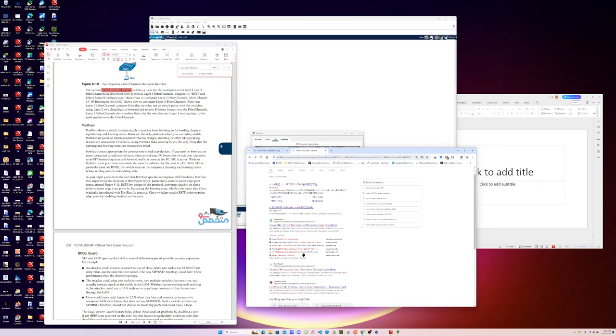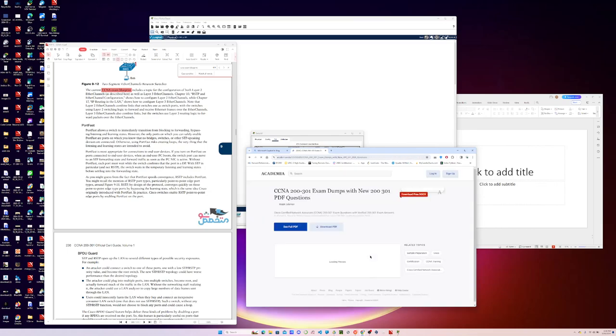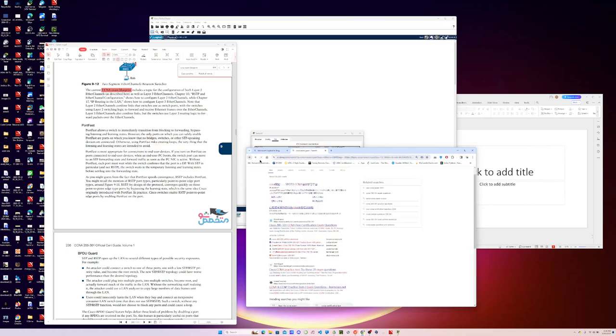So official practice questions, exam dumps. Let's try this one. Assuming that exam dump is exam questions, verify 200 exam answers. Yeah. Let's keep looking for exam blueprint. CCNA exam blueprint. Yeah, I think somebody has been using my keyboard.